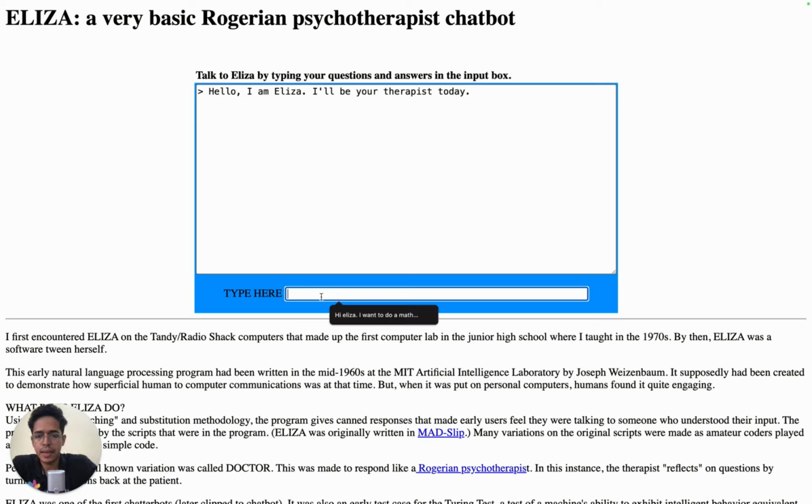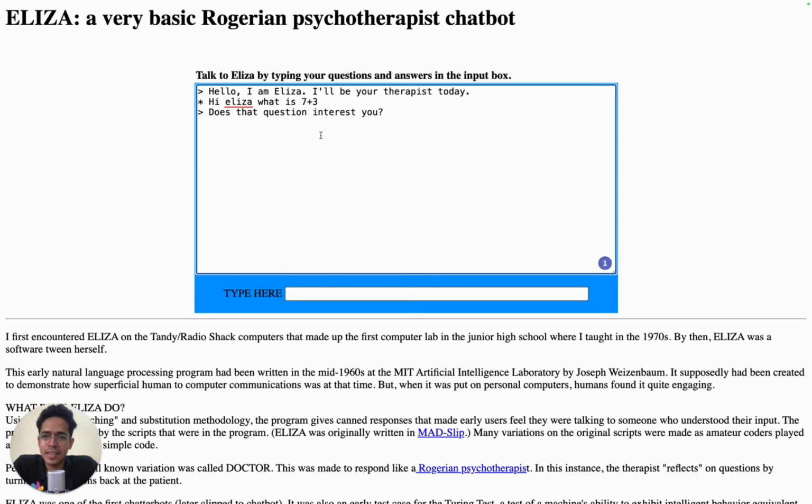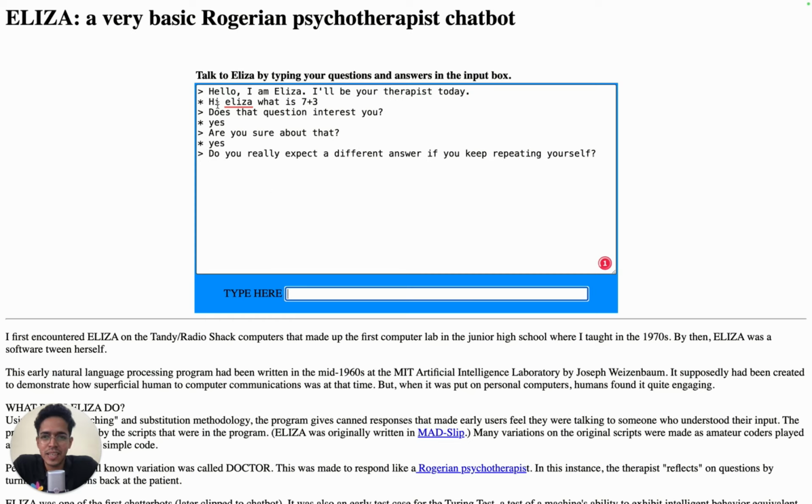So let's say, hi Eliza, what is 7 plus 3? I'm just asking. First of all, this is not a chatbot which is meant for giving responses to these questions, but look at what the chatbot is responding. Does that question interest you? Yes. So you can see that it's asking me questions that are not really guiding me towards the response to my original question. You see what it's asking.